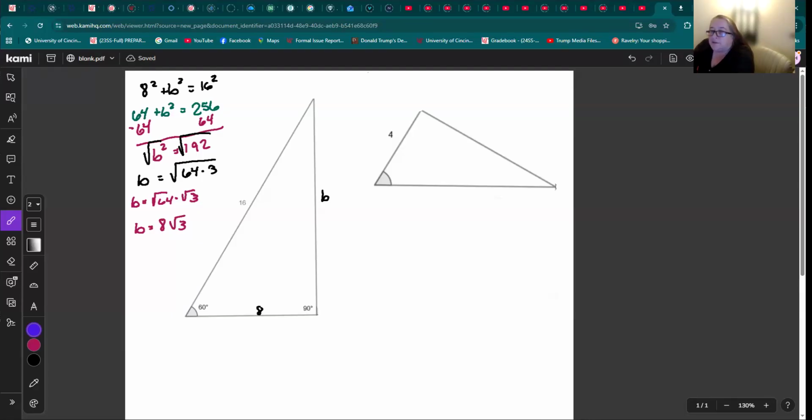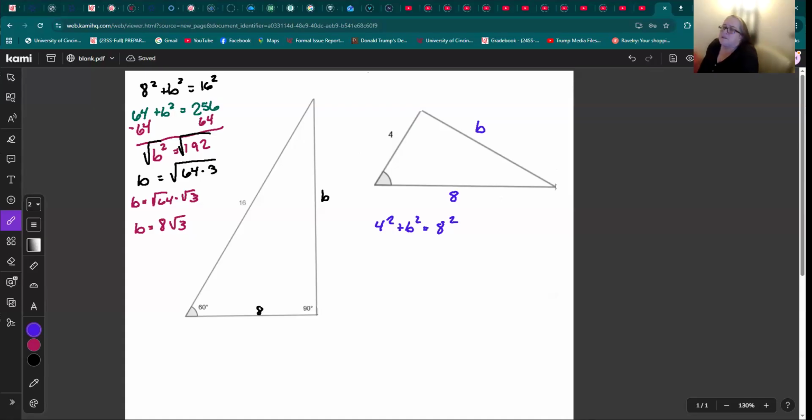So in this triangle, this time they give me the short side, and that automatically will tell me that my hypotenuse is going to be 8, and then my long side is going to be b here. Doing the Pythagorean theorem yet again, I know that 4 squared plus b squared equals 8 squared.